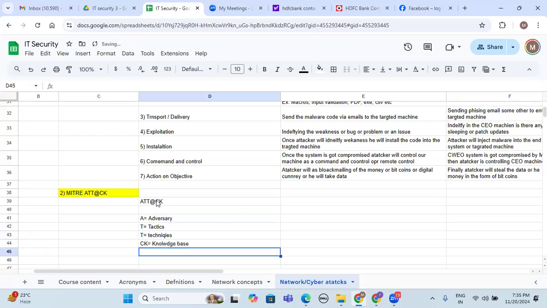Now we got the answer also. Adversary, the attacker, will use tactics, will use techniques, and finally will compromise the system. And it has the overall database also. That is called the MITRE ATT&CK framework. How can we define this one now? It is a centralized knowledge base.